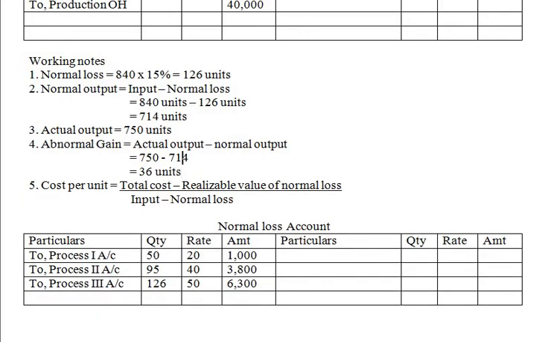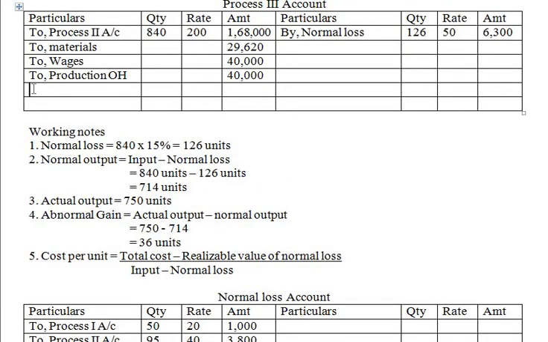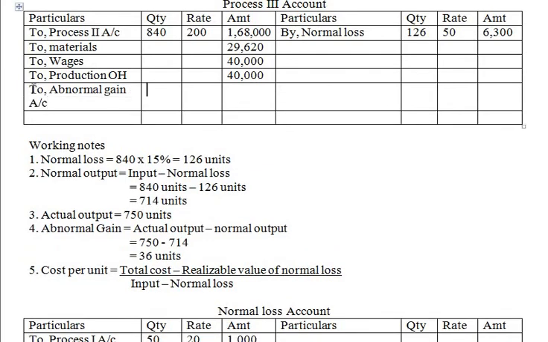So abnormal gain we are going to record on the debit side of process account, to abnormal gain account. It is 36 units and the rate is calculated on cost per unit. So write down the formula: total cost minus realizable value of normal loss, divided by input minus normal loss. So here roughly we need to close the account. That is 2,77,620.